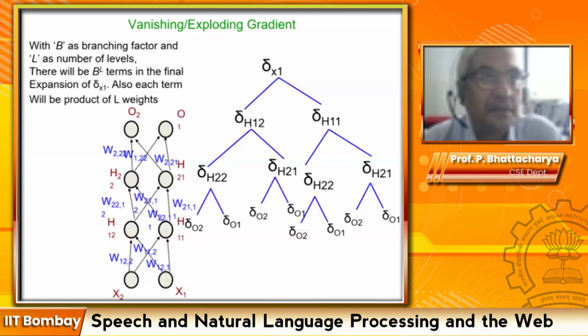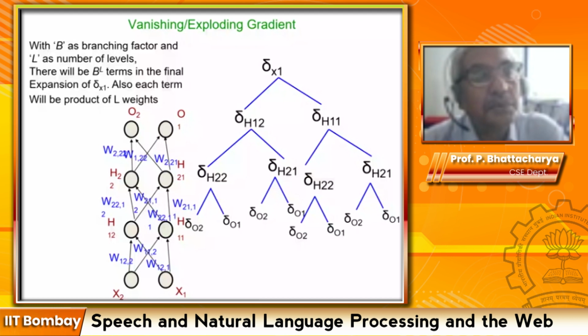GPT-3, for example, apparently has billions of parameters. How can a billion come? Easy. If there are 10 neurons in one layer and there are 10 hidden layers, each containing 10 neurons, b to the power L is 10 to the power 10, which is 1 billion terms. 1 billion terms for delta x1. To get delta x1, I will have to add 1 billion terms. And each term will have 10 weights multiplying a delta value.